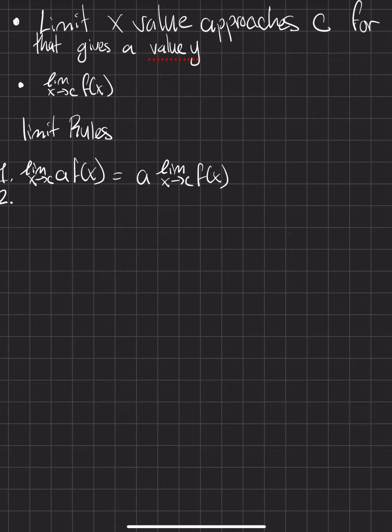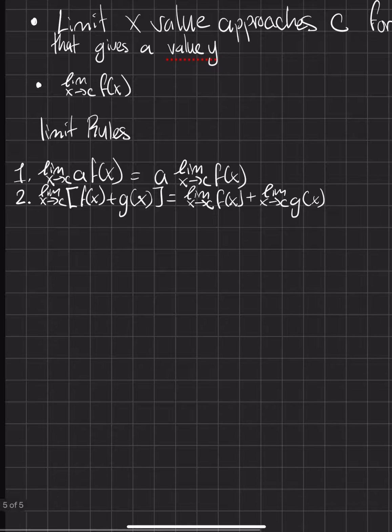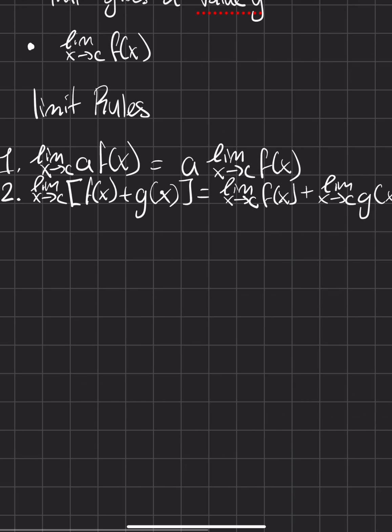Rule number two is that if you have the limit as x approaches c of one function f of x, and you're adding it to another function g of x, all this is telling us is that this is going to be equal to the limit as x approaches c of f of x plus the limit as x approaches c of g of x. All right, pretty straightforward.